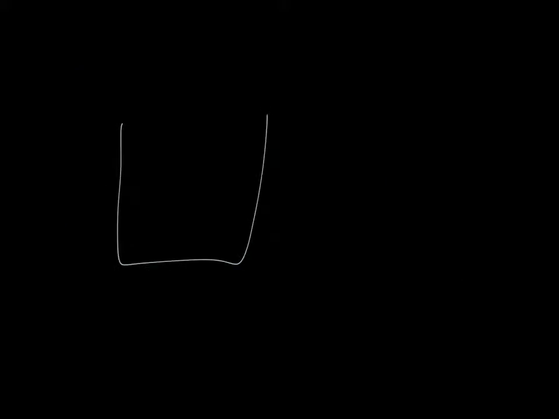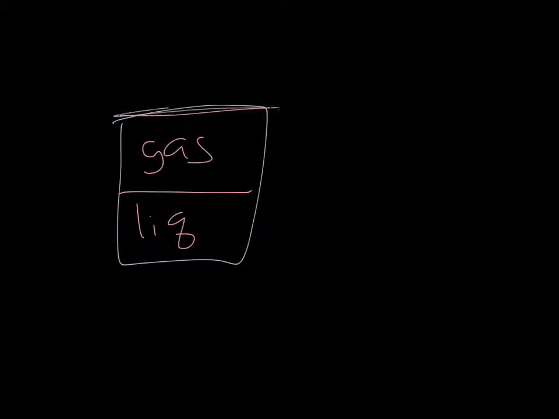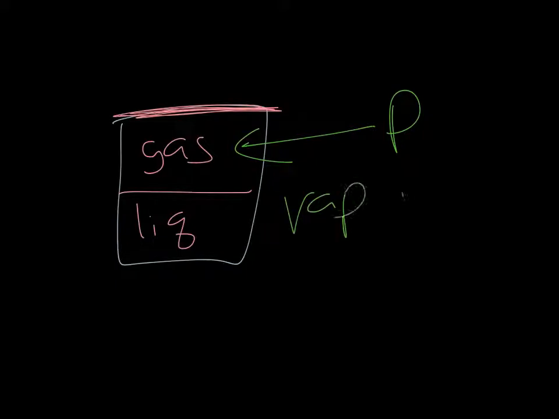So to wrap up, we'll draw our picture again. We have a liquid and a gas in a closed system, and the pressure exerted by that gas on the liquid is the vapor pressure. So for some molecule that has a lot of molecules in the gas phase, it will have a high vapor pressure, and for a molecule that has not very many in the gas phase, mostly in the liquid phase, it has a low vapor pressure.